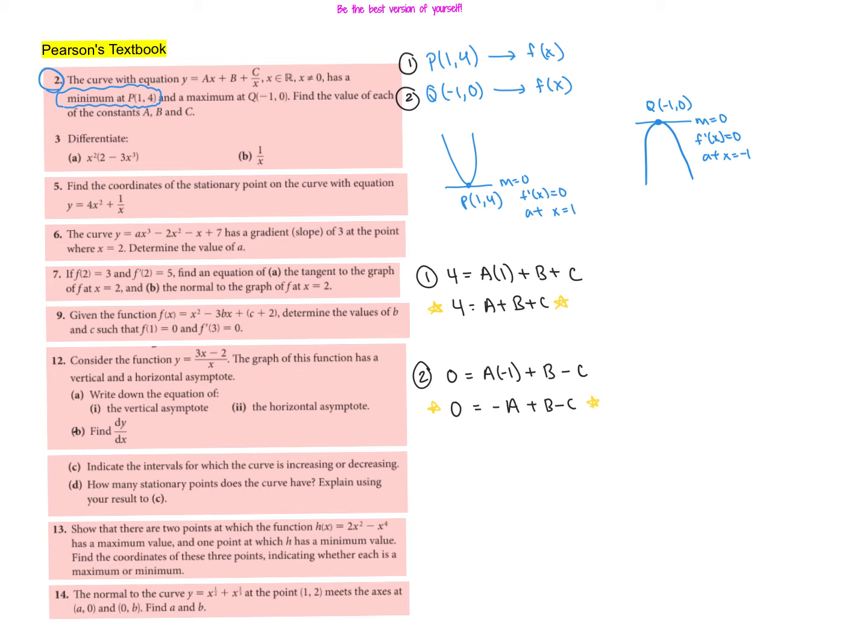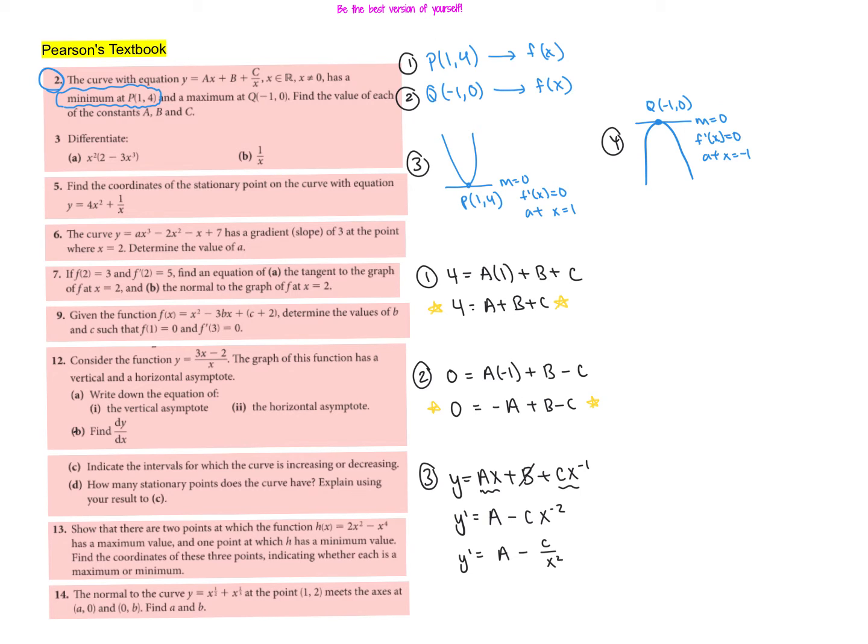Okay, now for 3 and 4, I need the derivative. So I'm going to take the derivative. First, let me rewrite the equation as ax plus b plus c x to the -1. So when I take the derivative, the derivative of ax is a, the derivative of b is 0, and then the derivative of this would be -1c x to the power of -2. So the derivative is a minus c over x squared.